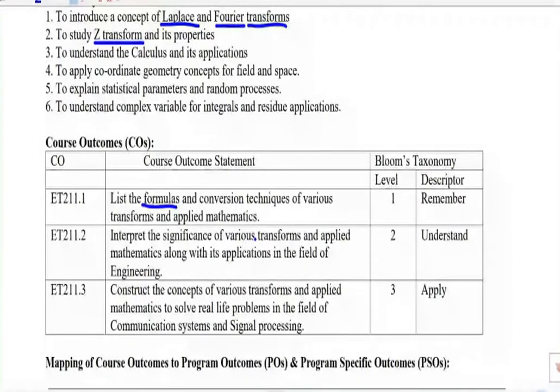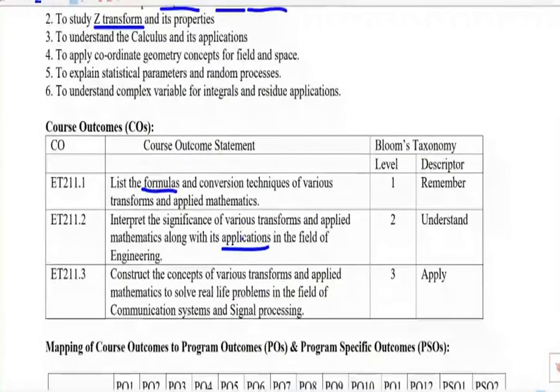We will focus on the applications also in the field of engineering, where these transforms are used, where this coordinate geometry is used. So we will learn some applications also, and you will be able to apply the various transforms and applied mathematics to solve some real life problems. Okay.